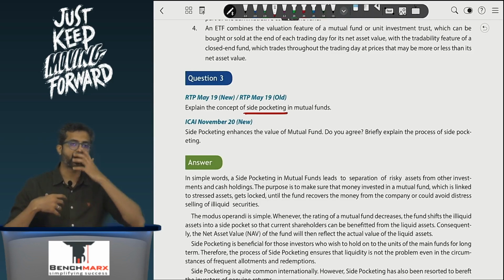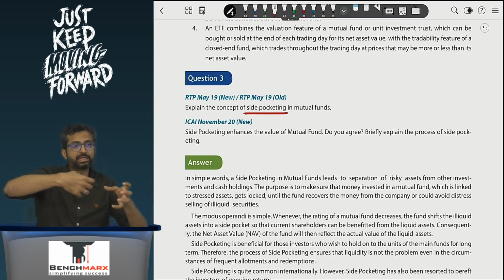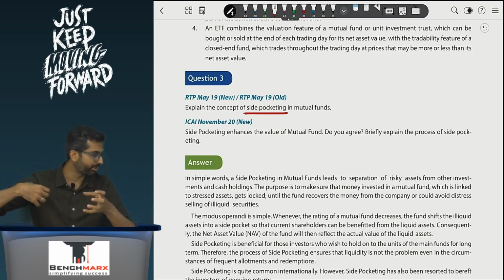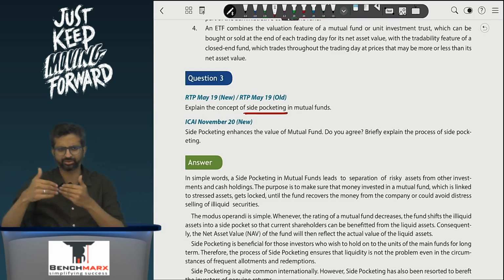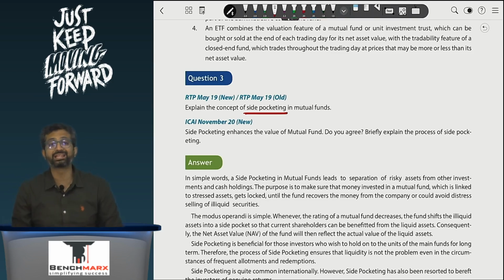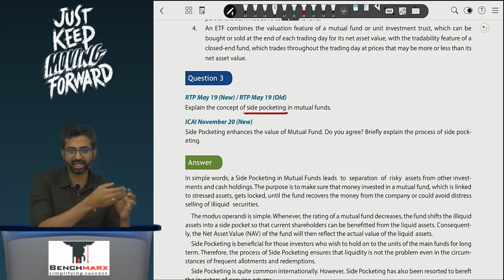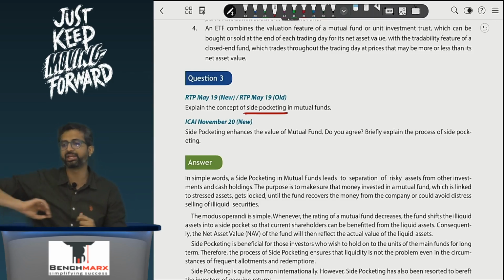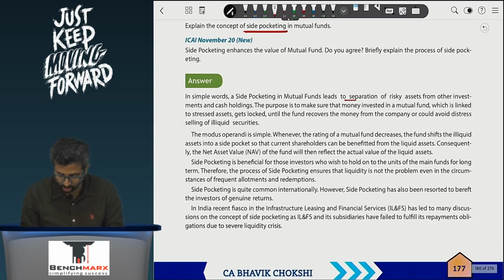Mutual funds are now allowed to make schemes where they can create what we call a side pocket and transfer their risky assets into it, जैसे कंपनी कैसे demerge कर सकता है, in a similar way a mutual fund can transfer some of its specific assets into a separate scheme or a side pocket. So in simple words, side pocketing in mutual fund refers to separation of risky assets from other investments and cash holdings.